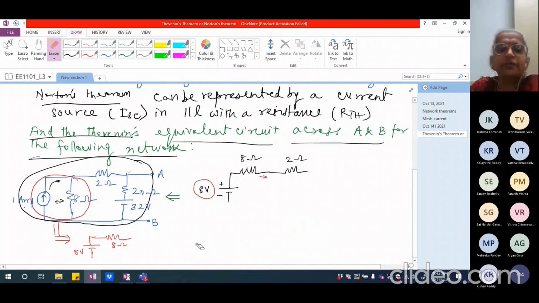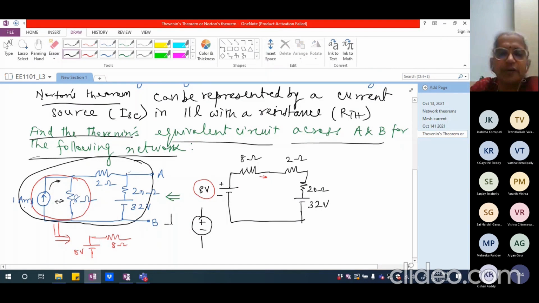So let me erase this. So we are going to see that this network is converted into 8 ohm, 2 ohm, and then I'm going to have a 20 ohm here, and I'm going to have a 32 volts source here. Okay. And I hope you guys know that the voltage source can be specified either this way or it can be specified by the battery. Either way is fine. I can specify the 8 volt DC source like this, or I can specify the DC source like this.